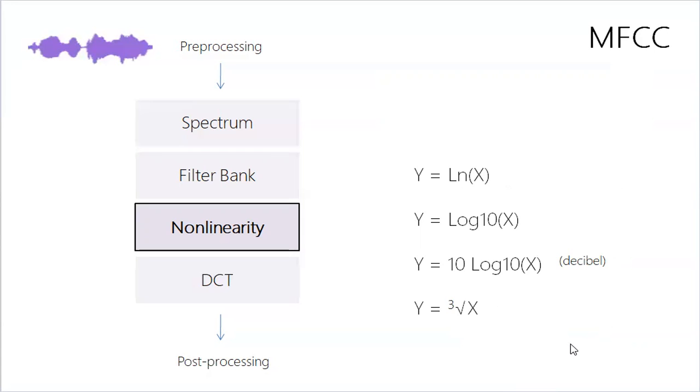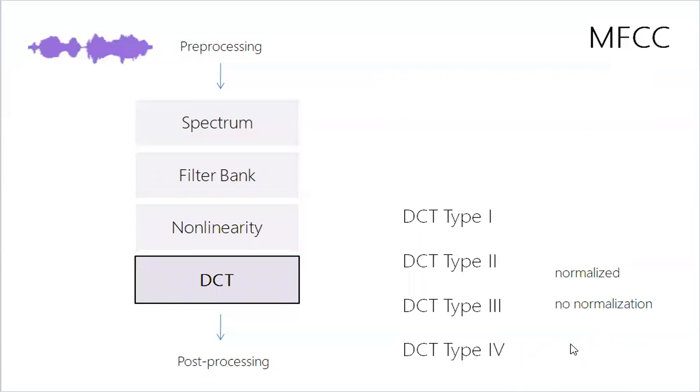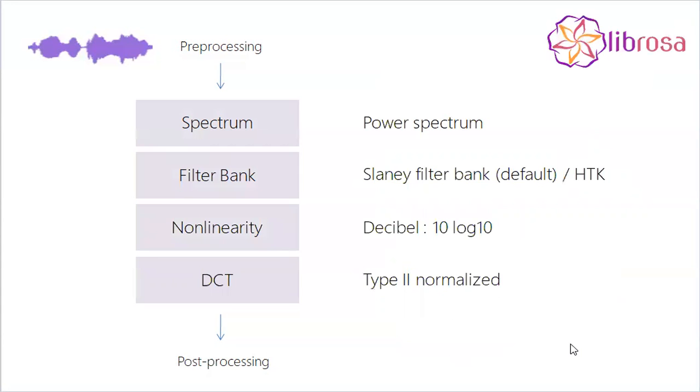What next? And then we perform the discrete cosine transform. DCT can be of type 1, 2, 3, 4, normalized and not normalized, but most often DCT type 2 normalized is used. So let's sum up. Librosa. We compute the power spectrum.